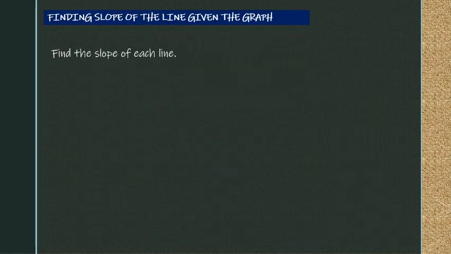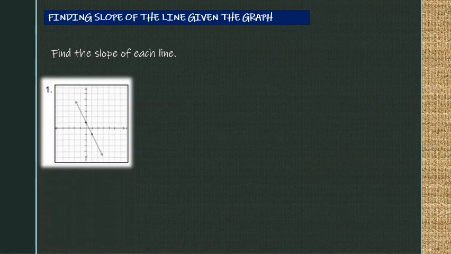Finding the slope of the line given the graph. So let's have the example: find the slope of each line. So we have the graph here. We're going to count the slope. So how to count the slope? Do we know the rise over run? That is the slope. So we're going to count the rise first and then the run. And then let's have the final answers.